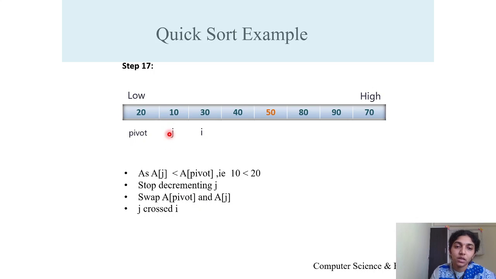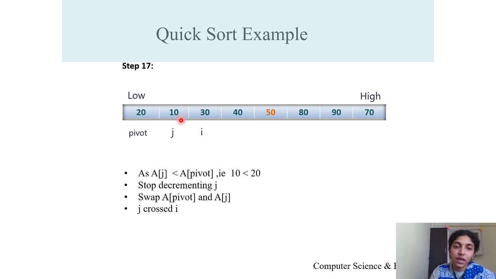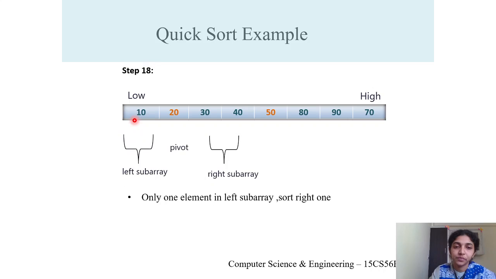So j will point here. Now you check whether a of j is greater than a of pivot. No, a of j is less than a of pivot. So stop decrementing j. But what we can see here is j has crossed i. So once j has crossed i, what you have to do? You have to swap a of j with the pivot value. So swap 20 and 10. So 20 will come here and 10 will come here.